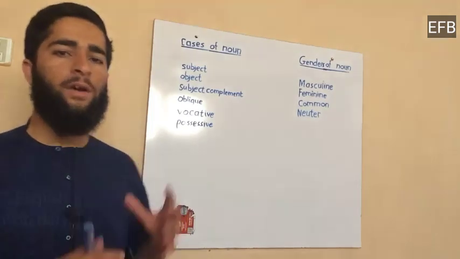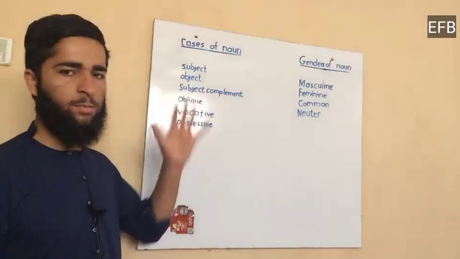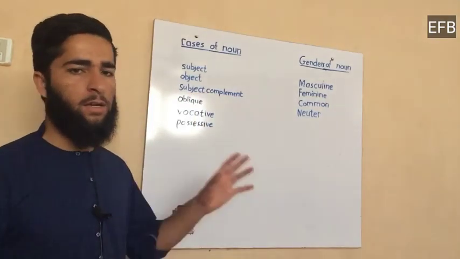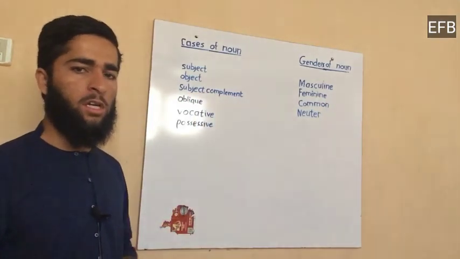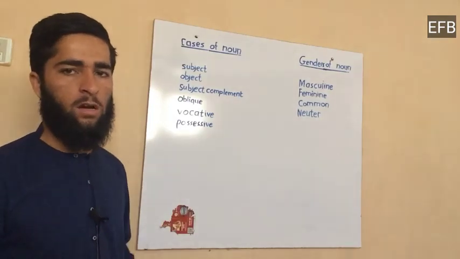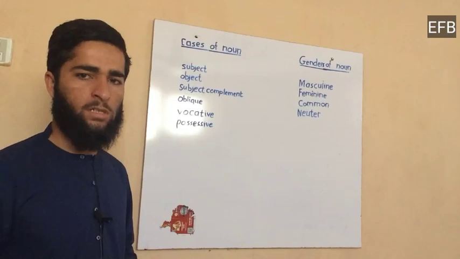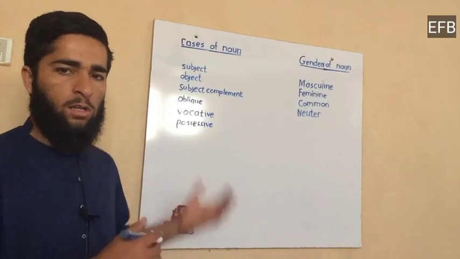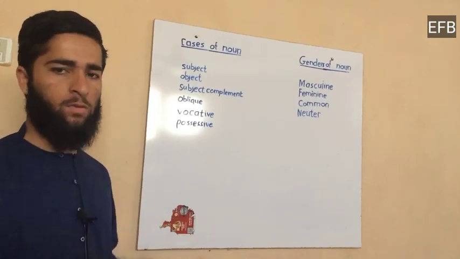I'm Barial. In today's lesson, we're going to talk about cases of noun and genders of noun. Keep in mind that we have 4 genders in noun and also 6 cases of noun. So let's get into the cases of noun first.